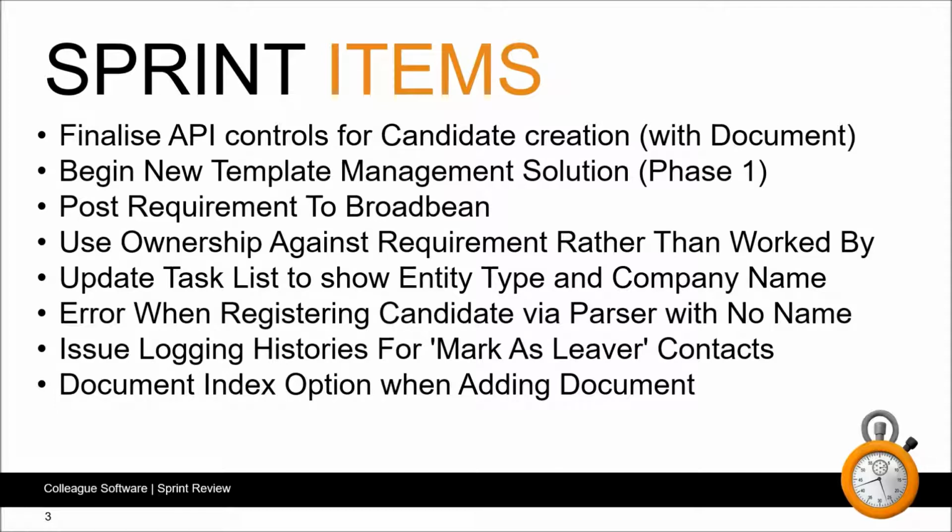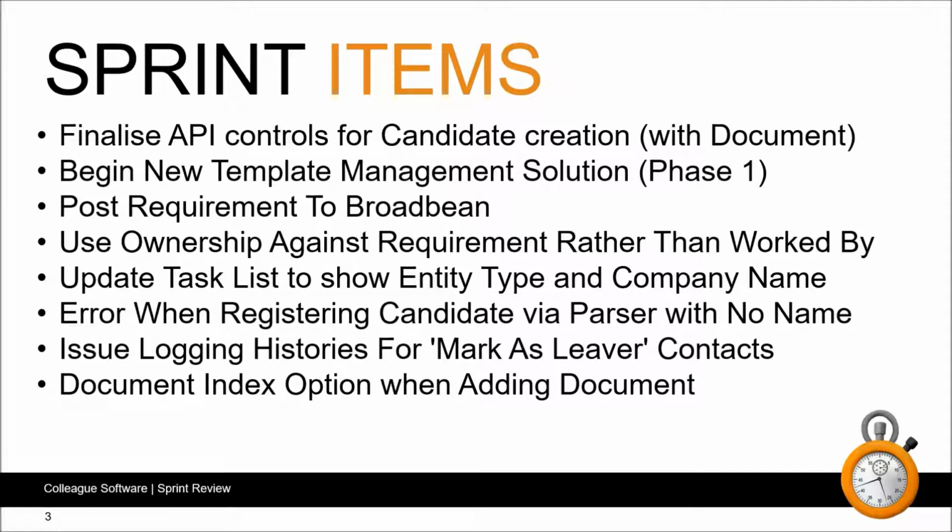Following our last sprint, we've begun work on our new template management solution. This work will span the next sprint before being complete, but I'll offer a demo on where we've got up to with this. We've added the ability to post to Broadbean from a requirement. This is the first phase of a number of integration dev items in relation to Broadbean. Further updates will seek to offer updates on applications and eventually a full 360 model where applications are passed into Colleague as applications.